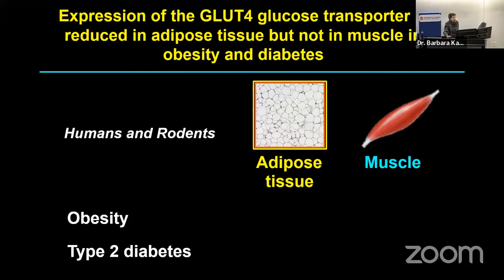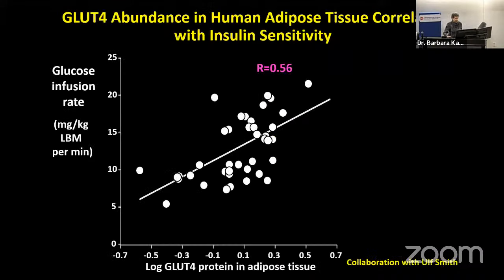But what we and others observed in humans and rodents in obesity and type 2 diabetes is that GLUT4 expression goes down in adipose tissue, but not in muscle. And this seemed really puzzling at the time. Could this change in GLUT4 in adipose tissue contribute to diabetes, since very little glucose goes into adipose tissue? But we were interested because of data like this. This was a collaboration with Ulf Smith in Sweden, and we showed that the GLUT4 levels in the adipose tissue correlated highly with the insulin sensitivity measured by euglycemic clamp in people.